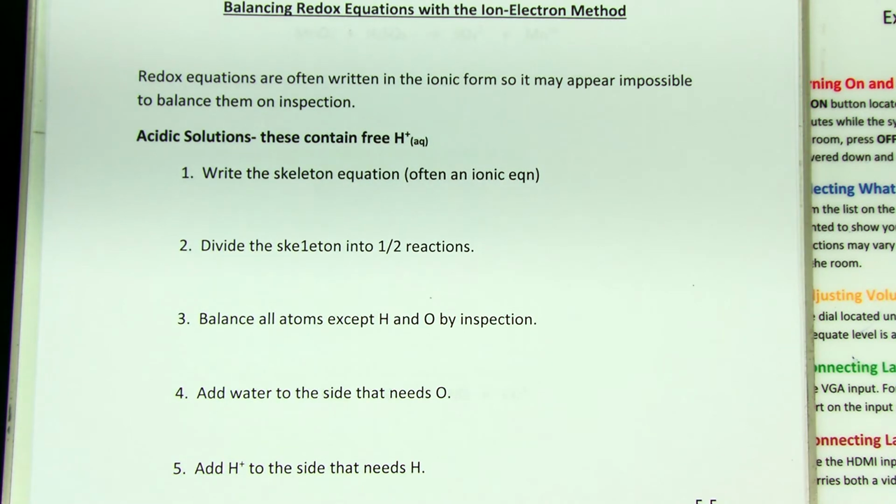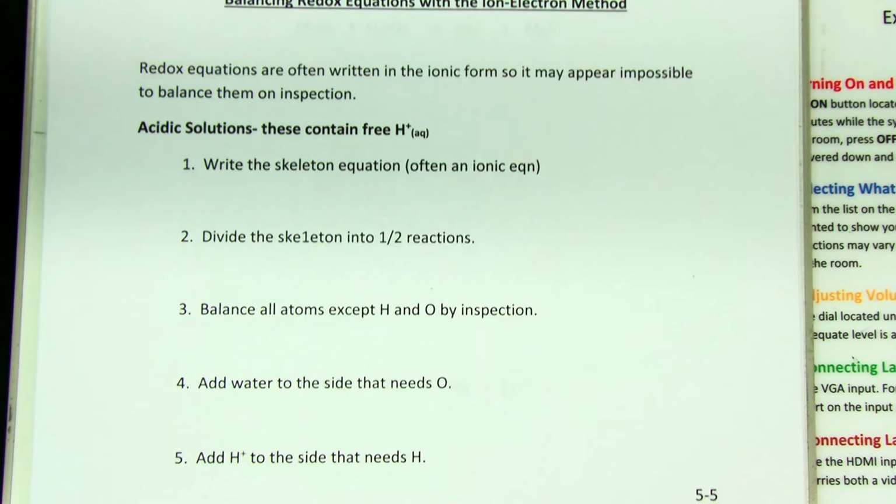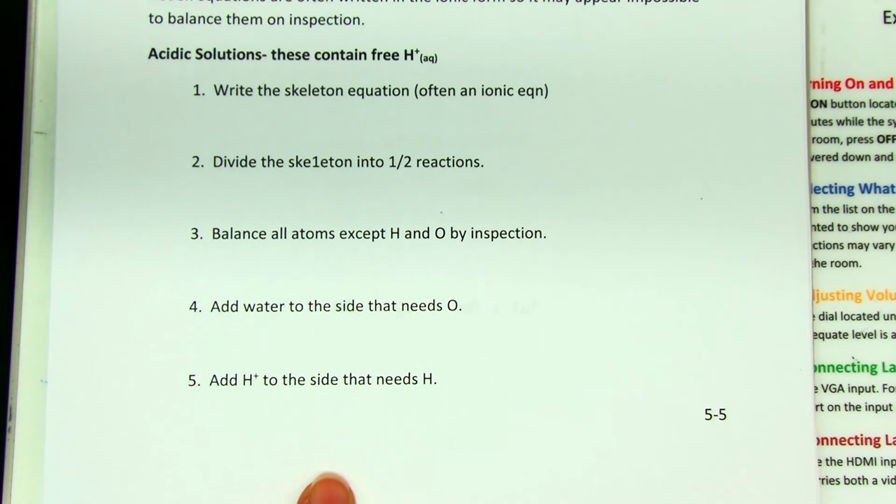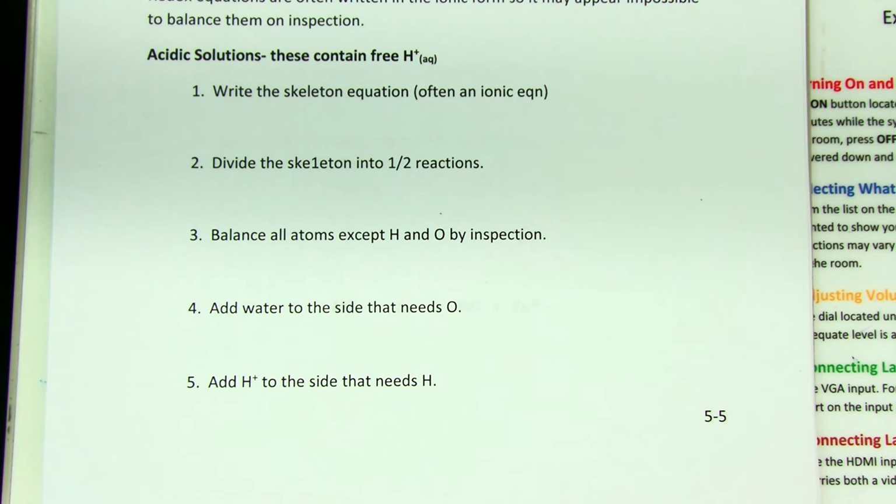So we have to balance either in acidic or basic solution. If we're in acid solution, there's lots of hydrogen ions floating around. If we're in basic solution, there's lots of hydroxides floating around. So we have a well-defined stepwise process that has to be used in order of the steps to balance these equations. And as we go through them the first time, it's going to seem crazy, like, well, I'll never remember that. But as we go through an example, it'll start to make more sense, I promise.